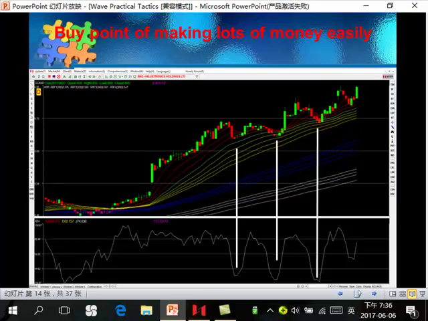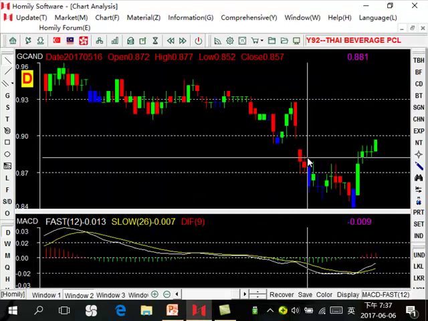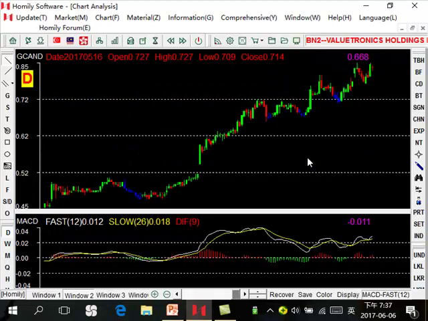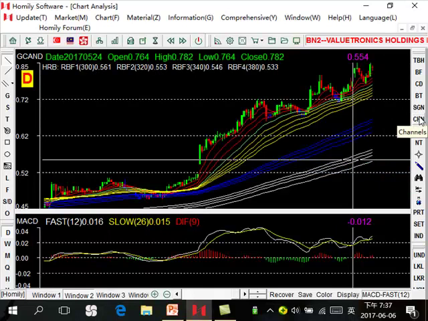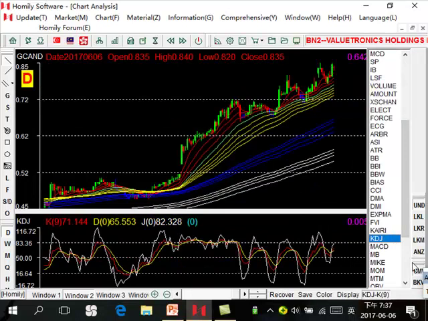Okay, so we can see this one. This stock is in the uptrend because we can see all the lines go up. So where is the good buy point? Here you can buy. Here is another buy point, and another. If you follow these buy points in the uptrend, you can make more money, right? If you follow this blue signal or Homely Rainbow, all the information can help you to judge the buy and sell points. You can combine it with the KDJ indicator. Then you will know where the good buy point is.